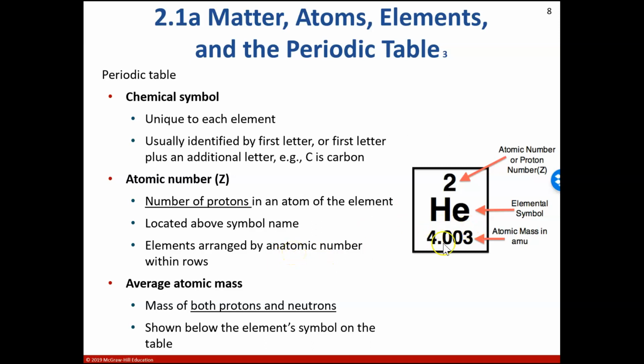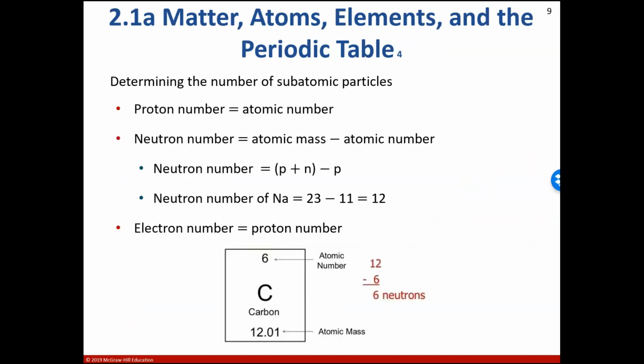And then on the bottom, we have our average atomic mass. This is going to be the mass of both our protons and neutrons, and it's shown below the element symbol on the table. So in order to calculate some of these things, if we need to find out how many protons are within an element, we know we could just use this atomic number. But if we're trying to find out what the neutron number is, then we could take this atomic mass, like you see over here, and we could subtract the atomic number. And that way, we are subtracting the protons and we are left with our neutrons.